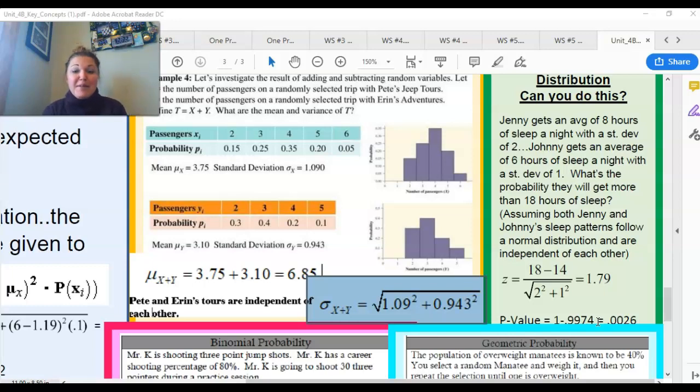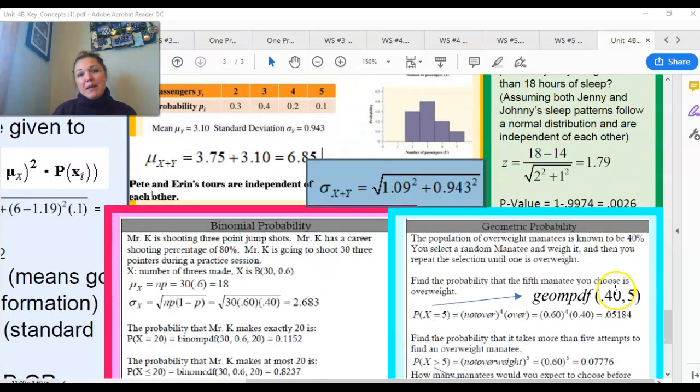Deep breath, we're almost done. The last thing covered in this unit is the binomial probabilities versus the geometric probabilities. Okay, let's start with binomial probabilities. There are 4 things that make something a binomial probability. The acronym we learned was BINS, okay?